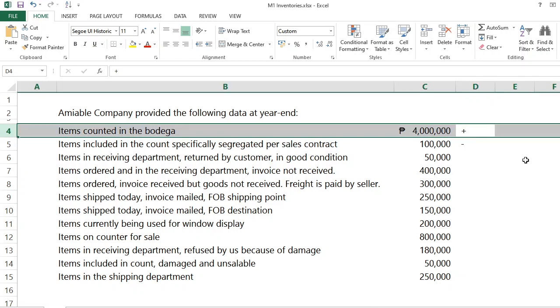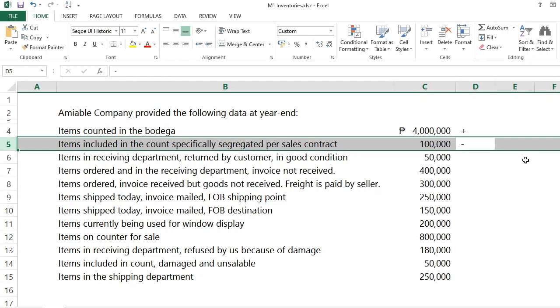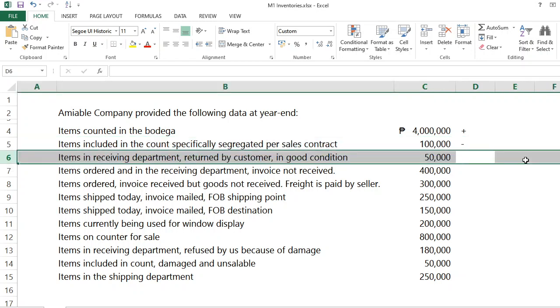Okay. So, items included or counted in the bodega, that's items or inventory on hand. So, of course that's included. But it says, included in the count, in that 4 million, items specifically segregated for a specific sales contract. Other terms the problem may use are special order, items segregated for special order, or items segregated per sales contract. Don't include those. Although they're in your warehouse, they're specifically segregated for a buyer, waiting for pickup. Next, these are items that are not in the bodega. They're still in the receiving department. It says here, items that are returned but in good condition.